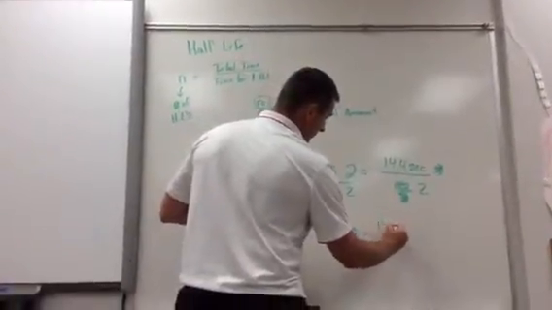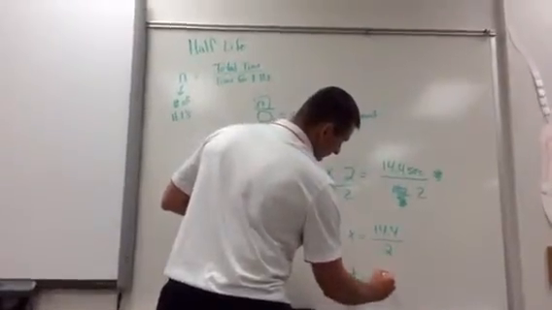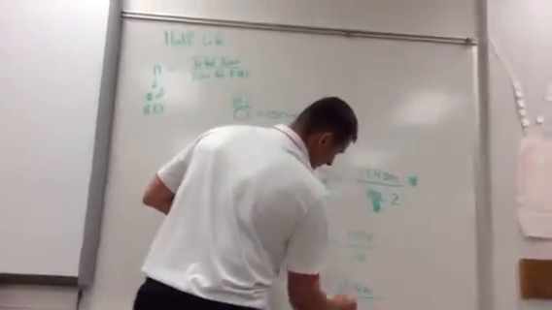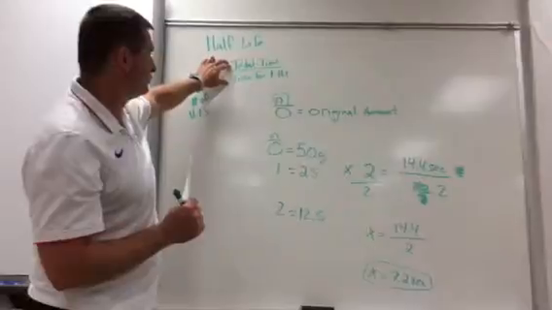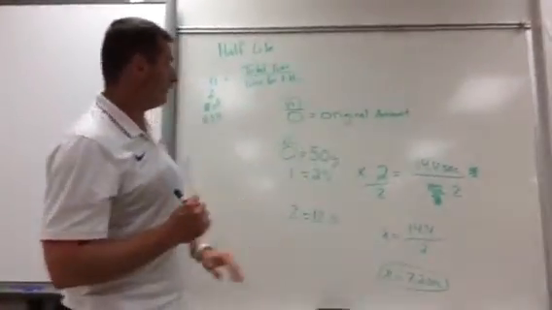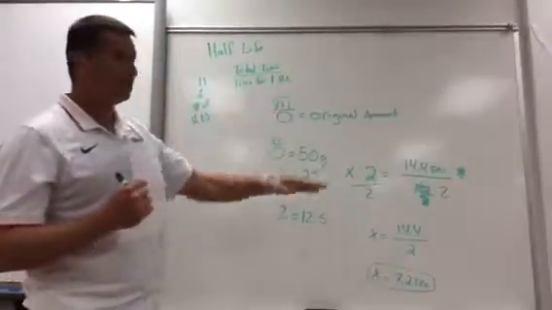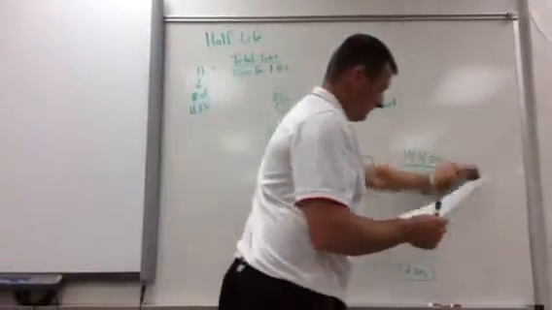So it's going to be 14.4 divided by 2, and my answer for half-life is going to be 7.2 seconds. So you can see in the first problem they gave me 2 times in one amount. In this problem they gave me 2 amounts in one time. So that's the formula you're going to use to solve for those. All right, we'll do another one here.